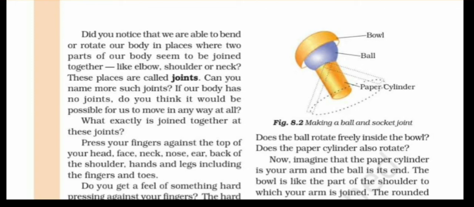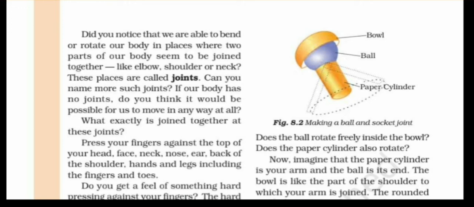These places are called joints. Students, walking, running, flying, jumping, creeping are some of the few ways in which animals move from one place to another, right? It is because of the bones in our skeleton, in our body structure. But bones are hard. They cannot be bent at all.